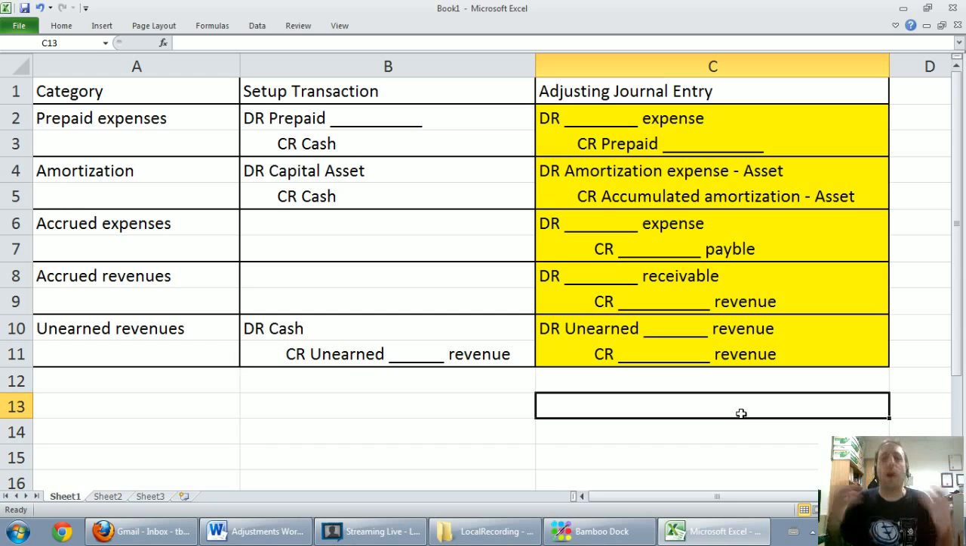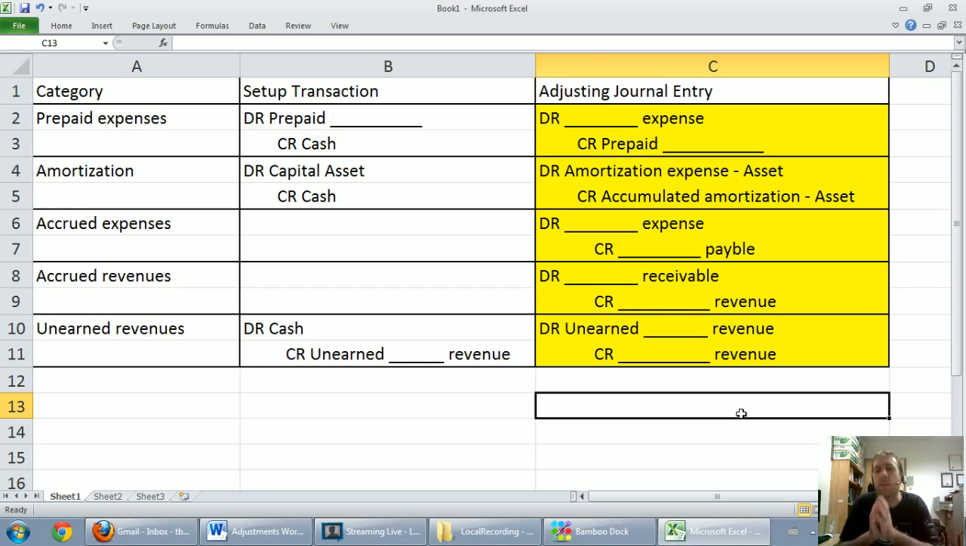Unearned revenues, again, that's a liability. We've got to record the amount that we've earned. So at year end, we're going to say credit whatever revenue we actually earned and debit the related unearned revenue account to say, no, it's not unearned, it's been earned. So these are our entries.